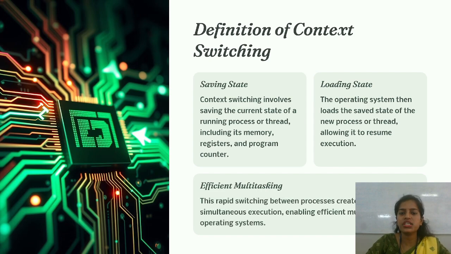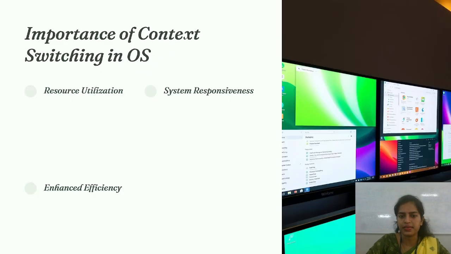Now what is efficient multitasking? This rapid switching between processes creates the illusion of simultaneous execution of the processes and enables efficient multitasking in the operating system. This is the major role of context switching in using multitasking efficiently.